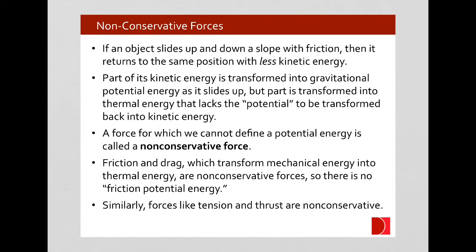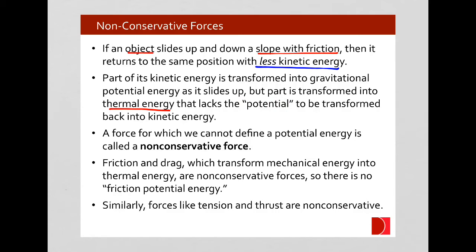Consider a situation where you have an object that slides up and down a slope with friction. It slides up the slope and then it returns back to the same position, but when it comes back down, it will have less kinetic energy. The reason for that is that as it slides up, a part of its kinetic energy is transformed into gravitational potential energy, but part of that kinetic energy is transformed into thermal energy. When you convert your mechanical energy to thermal energy, it doesn't have the potential to be transformed back into kinetic energy. Thermal energy is still there, but it's useless to us from a mechanical point of view. It can't be used to do anything.